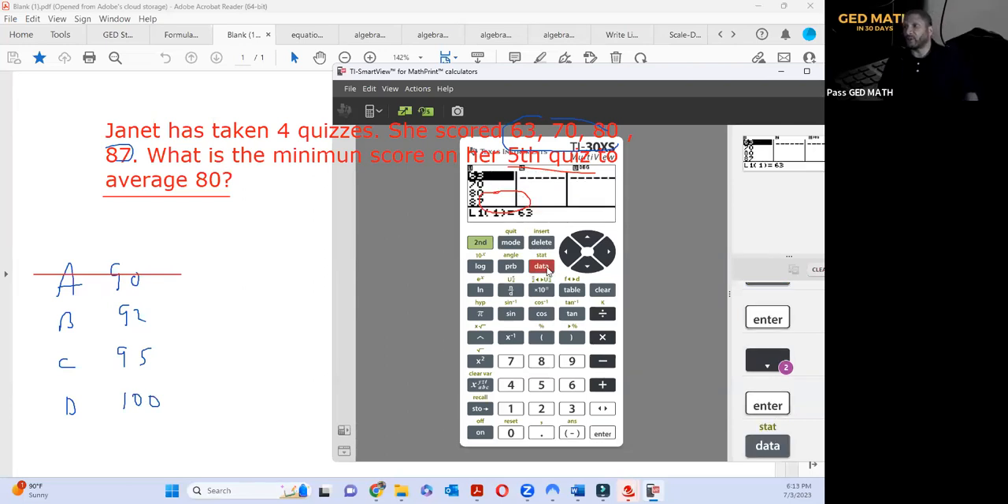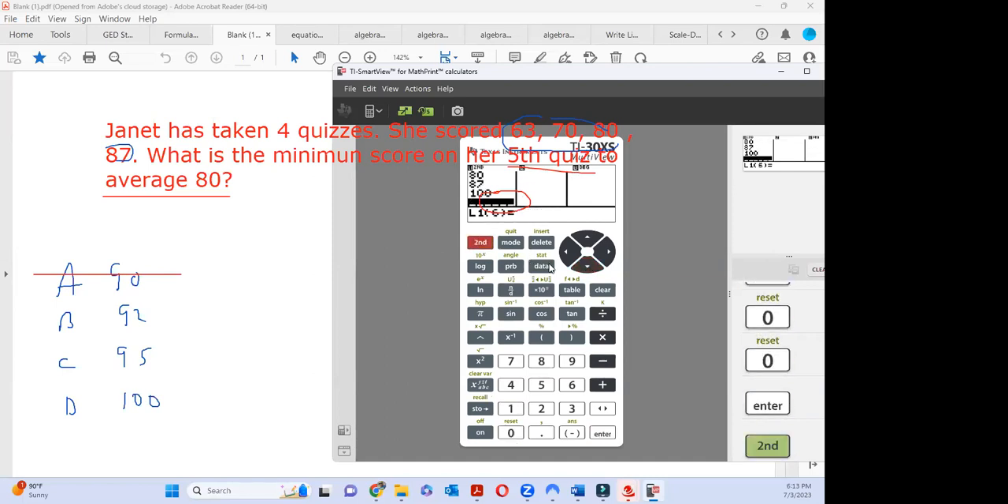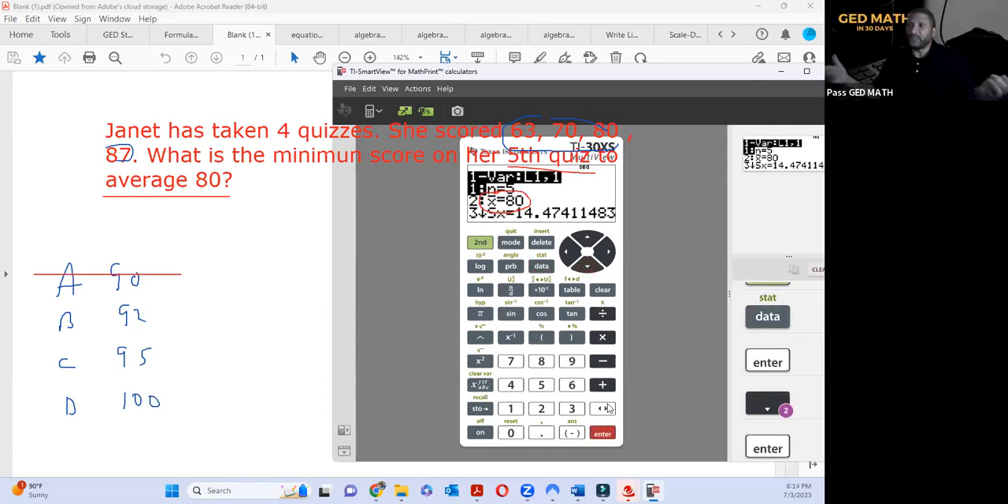Let me try 100. So I'm going to go to data, go back to my last answer, which was 92. I'm going to change that to 100. Second, data, one variable, calculate. And we look at the average is 80. So there's several ways you can do it. To me, you could have just used the multiple choice and find the average.